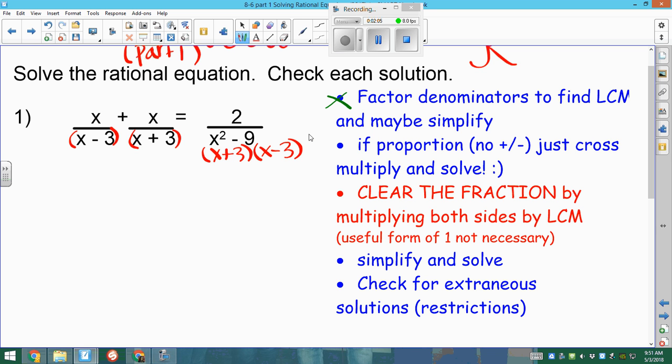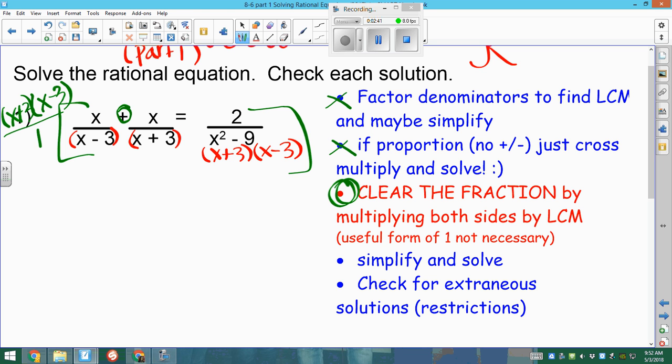So step 2 says if it's a proportion, meaning no addition or subtraction outside of the fraction, then we can just cross multiply. That's not available for us here because we have a plus sign on one side of our equation. So now we're on to the most important step, which is to clear the fraction, and we are allowed to do that as long as we multiply by the least common multiple on both sides. So the least common multiple of those denominators, I should say, is x plus 3, x minus 3. So I'm going to multiply by that on both sides.